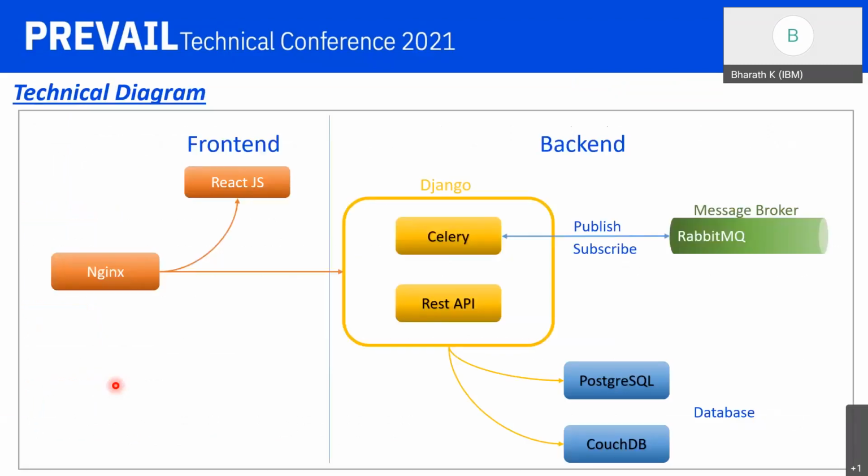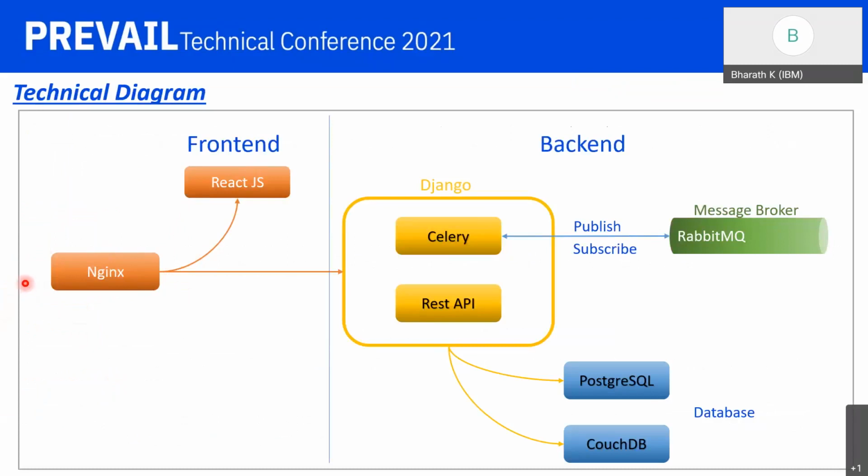Now let me go back to the technical slide. So I'll explain with the flow here. Assume the user makes a request. First, Nginx will serve the front-end files, the basic HTML files, all the static contents.